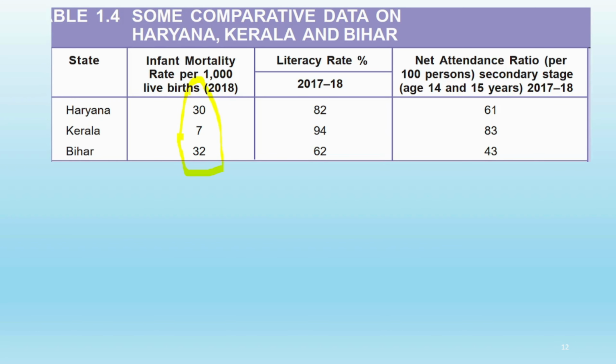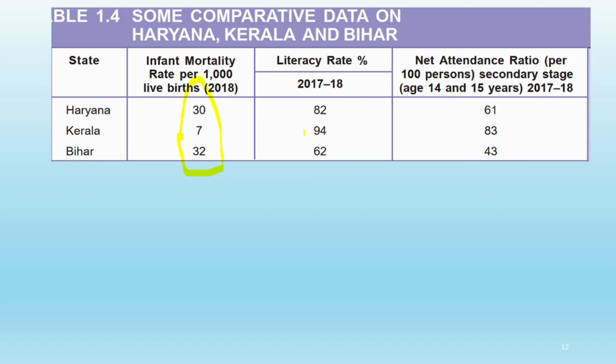In these 3 states, Kerala has a very small number of children dying before reaching their first year. So Kerala is well developed compared to Haryana and Bihar with respect to infant mortality rate. And Bihar is the worst compared to Kerala and Haryana with respect to infant mortality rate. Why? Because Bihar has more children dying before completion of their first year.